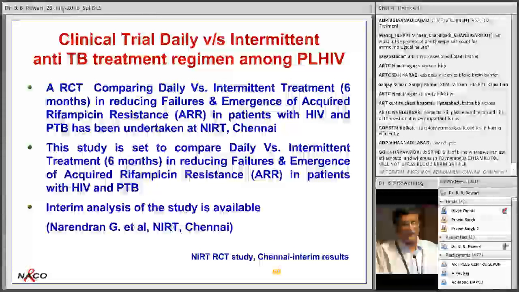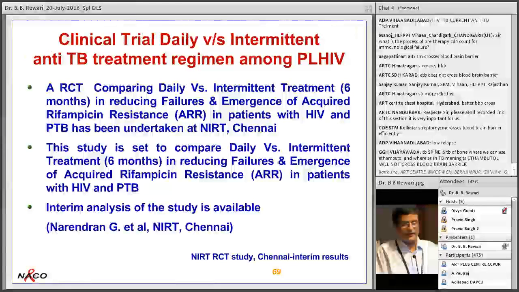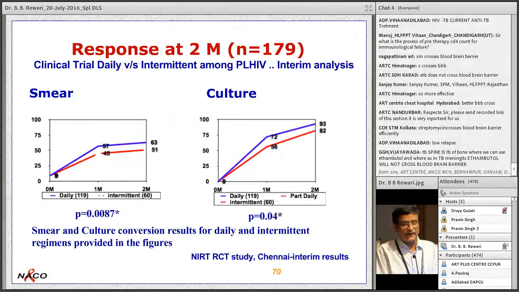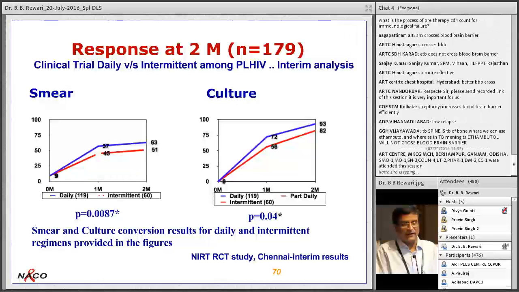And we currently have a study which is ongoing. It is a randomized controlled trial, looking at daily ATT versus intermittent ATT regimen, and interim analysis is available. Again, don't look into minute details, just look at the two red and blue curves. The sputum smear conversion rate with daily ATT is 63% compared to 51%, meaning thereby with daily ATT you have a higher smear conversion rate. Similarly, for culture conversion, it is 93% with daily ATT compared to 82% with intermittent. So there is enough evidence available that daily ATT is better.